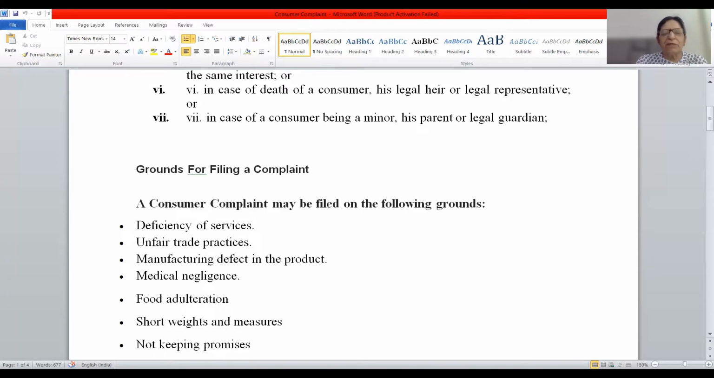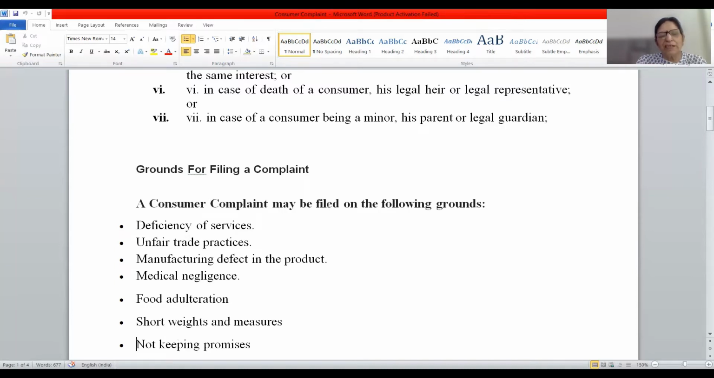Manufacturing defect in the product. There is a manufacturing defect in the product which was hidden by the producer, the manufacturer or the trader, which means the consumer has been cheated. There was a medical negligence. So medical negligence also entitles the consumer to file a complaint under this CPA 2019.